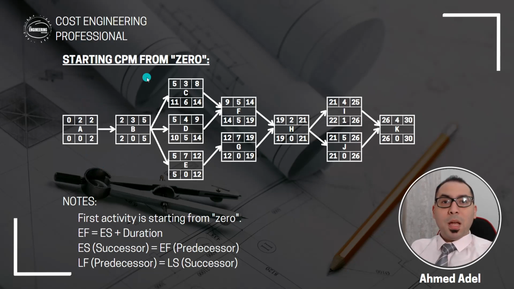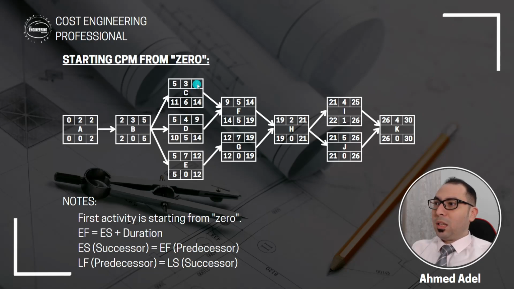So starting the CPM from 0 means that the first activity in the CPM, activity A in this example, will start here from 0. If I want to do the forward pass as we discussed in the other videos, I'll start from 0, 0 plus 2, that's 2. Then the 2 will come here. Then 2 plus 3, that's 5. So the 5 will come here. Then the same 5 will go here and here and here. Then 5 plus 3 is 8, 5 plus 4 is 9, 5 plus 7 is 12.